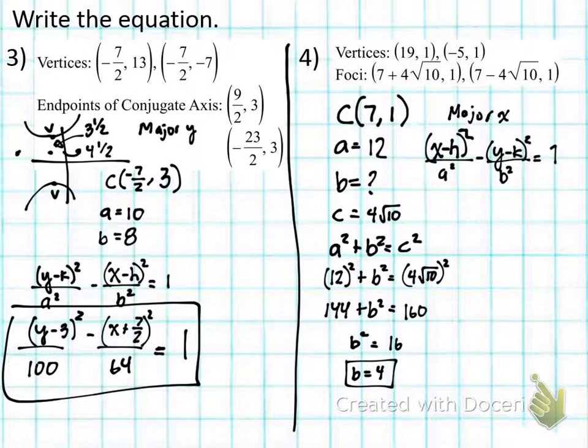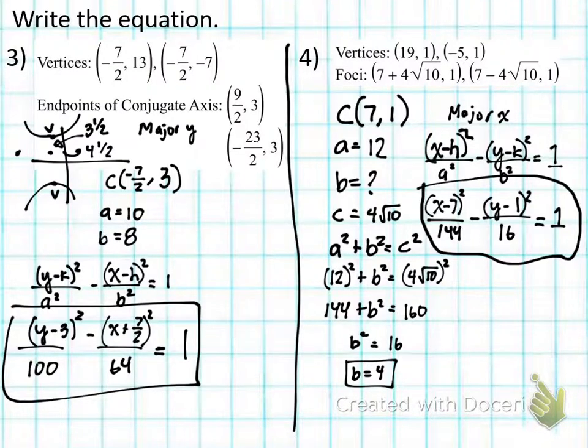All right, so write down the final answer. We got (x minus h) squared over a squared minus (y minus k) squared over b squared is equal to 1. Okay, and then that's your final answer right there. Does that make sense?